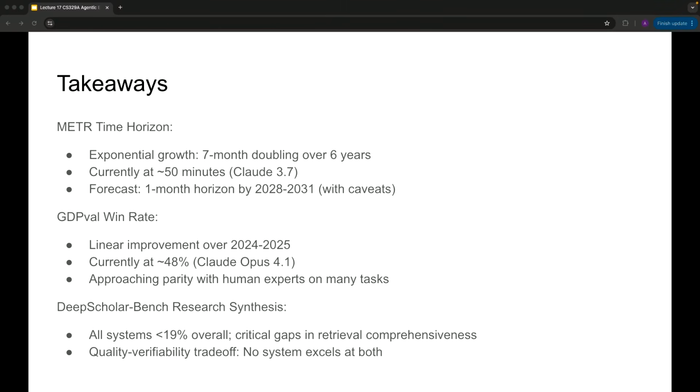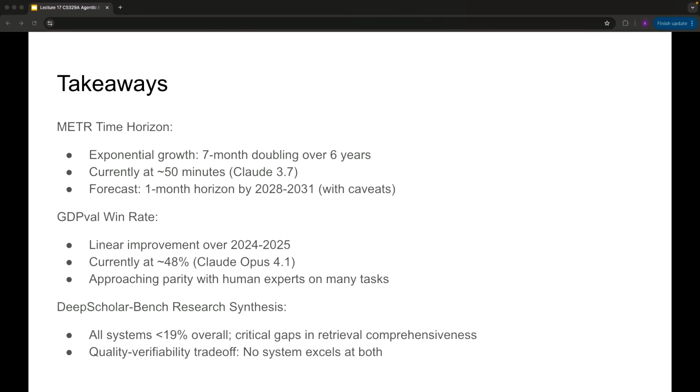So if we were to summarize across the three papers that we talked about today, in METR, we talked about the 7-month doubling horizon in terms of model capabilities, as in the models can complete the tasks with 50% reliability. That time horizon has been doubling every 7 months, and the forecast is that, say, 2028 to 2031, it will almost be a 1-month task that can be completed by the model.